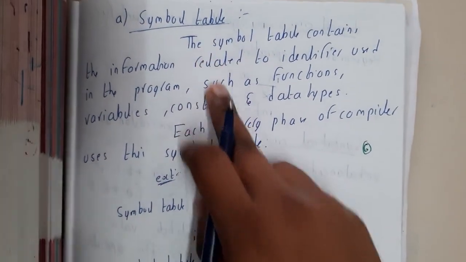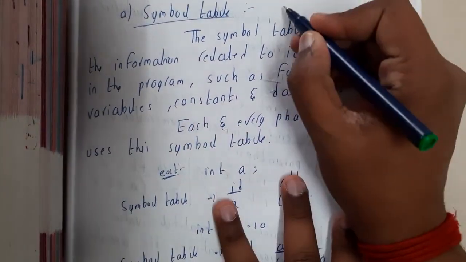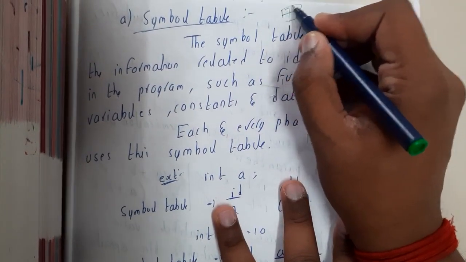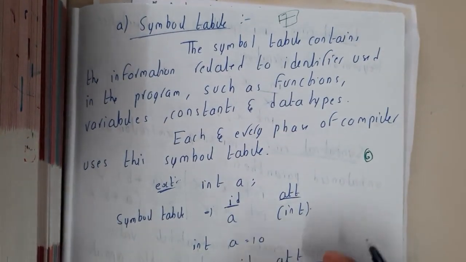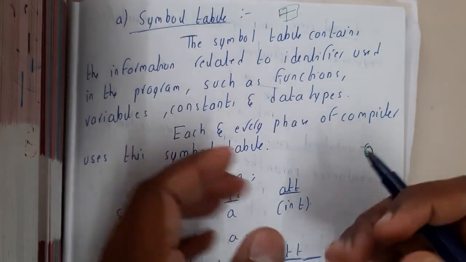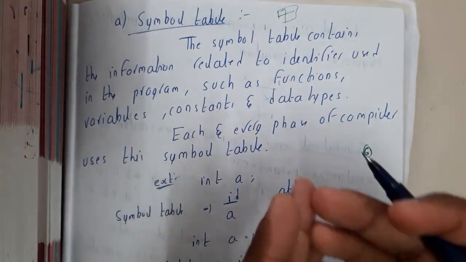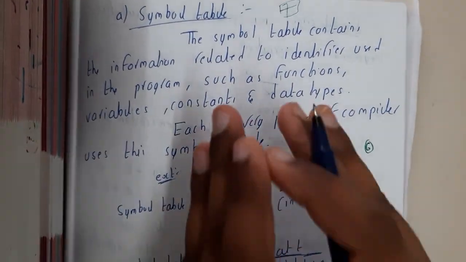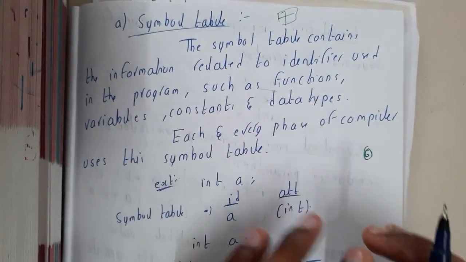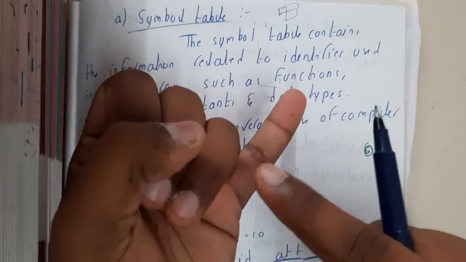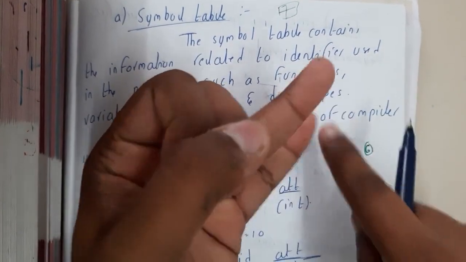The symbol table is a data structure which contains the details or the metadata about the variables, functions and all those things, guys. So whatever you are defining inside your program, it might be a function, procedure, variable, constant or anything, guys.